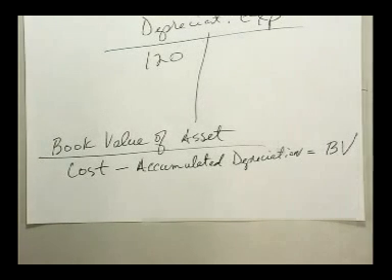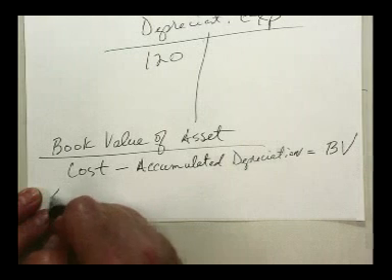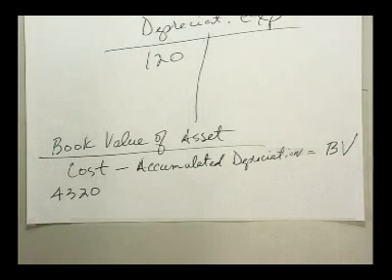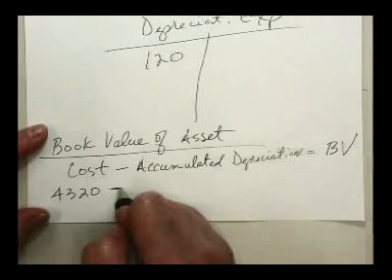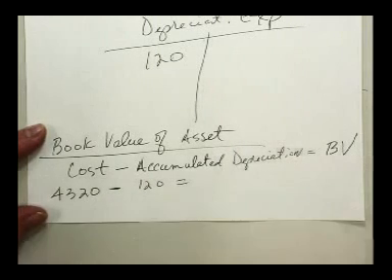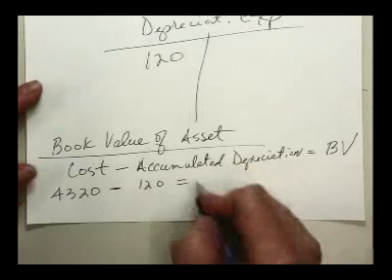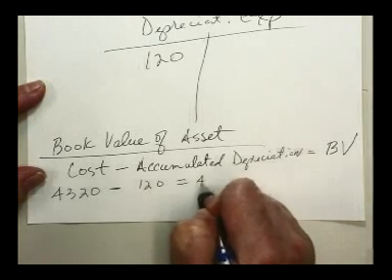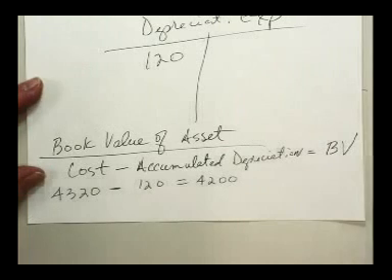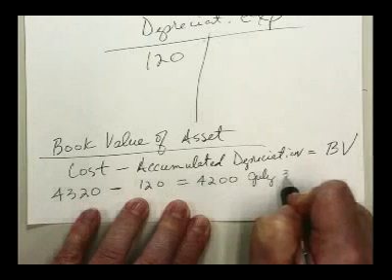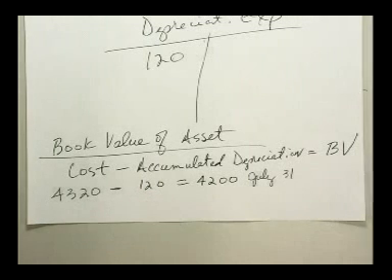So how much did I pay for this piece of equipment on July 1st? $4,320, right? By the end of July, I've got 1 month of accumulated depreciation. So if I subtract $120 at the end of July, what is the book value of my asset? Was that $4,200? Everybody agree with my math? $4,200?